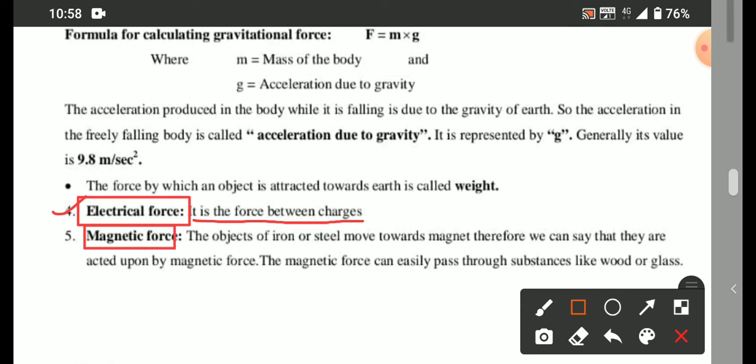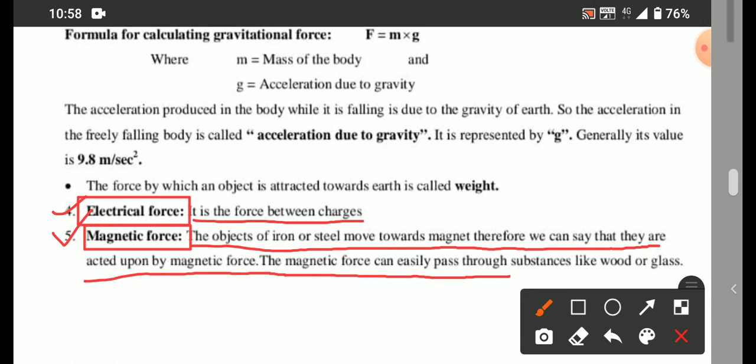Next one is magnetic force. The objects of iron or steel move towards a magnet, therefore we can say that they are acted upon by magnetic force. The magnetic force can easily pass through substances like wood or glass.